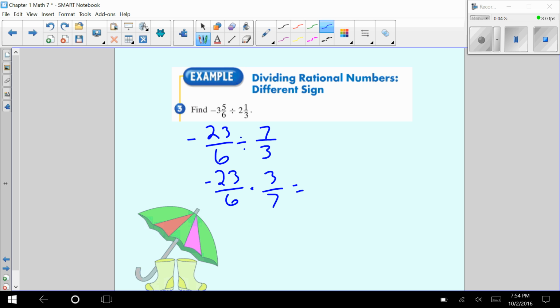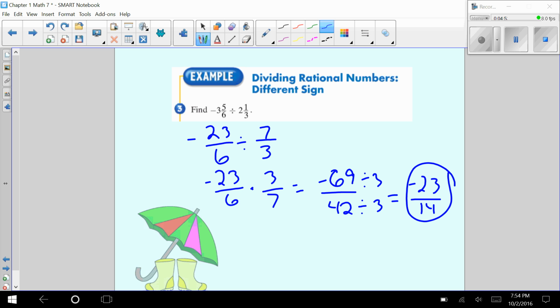I'm going to multiply. Negative 23 times 3 makes negative 69. 6 times 7 is 42. I know that 3 is going to go into both of these. So I get negative 23 over 14. And there's my answer.